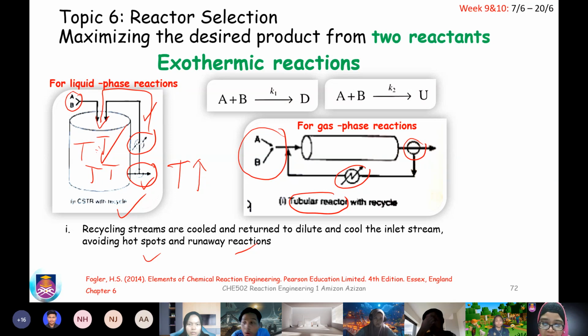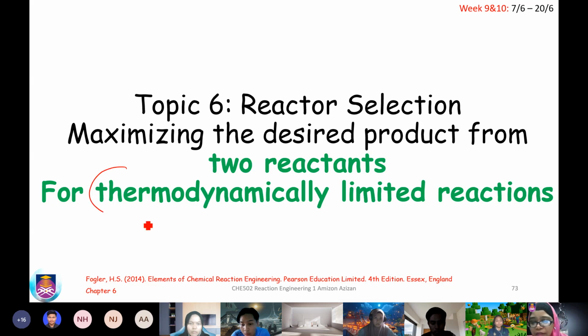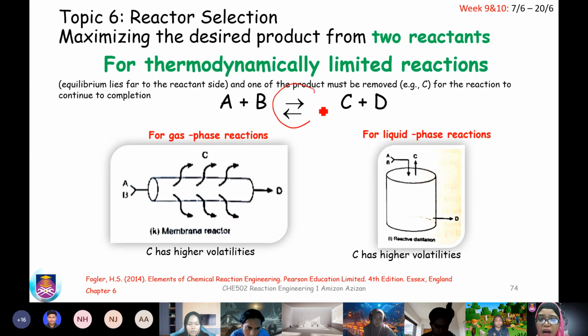So if we have a thermodynamically limited reaction, for example, here we have a reversible reaction of two reactants, A and B. The forward reaction produces C and D. If it is at equilibrium and the equilibrium state is disturbed, then it may change direction. Instead of the forward direction, it could go in the reverse direction. When this happens, C and D will no longer be produced, and A and B will now be produced. So in this case, we say it's a thermodynamically limited reaction, whereby we want to produce as much as possible of C or D.